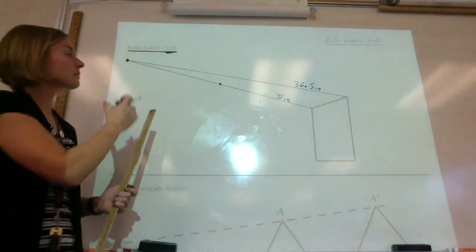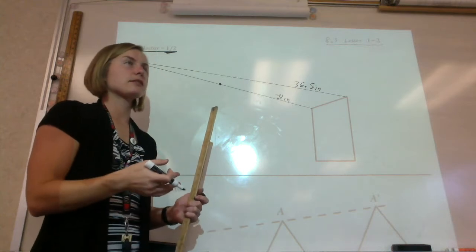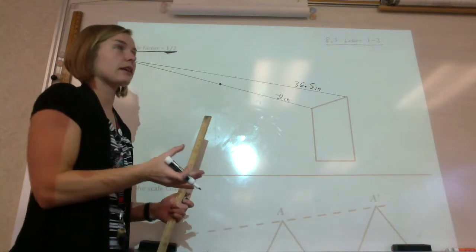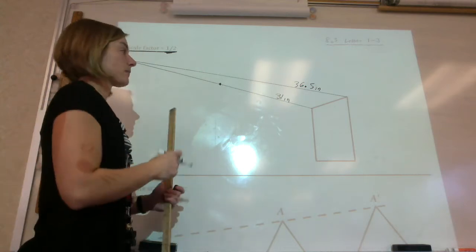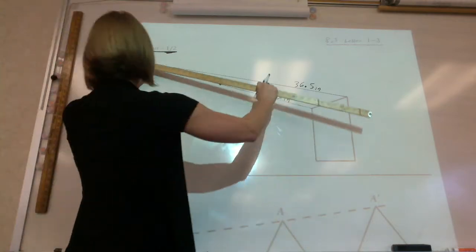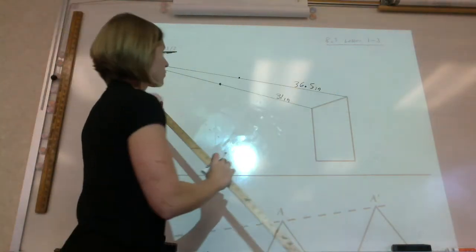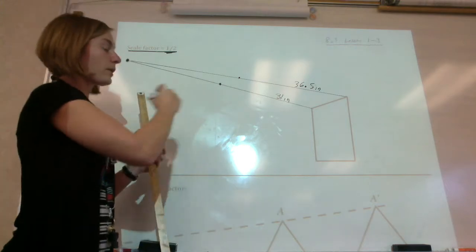The next point is 36.5 inches away. Half of 36 is 18, so we're thinking 18.25 is how far away our scaled point should be. So about right there. So let's continue on with the other points.